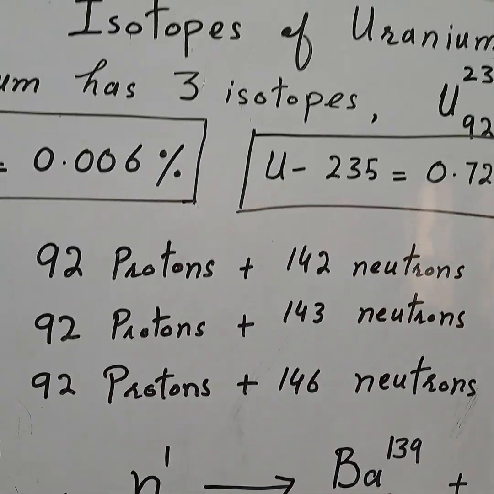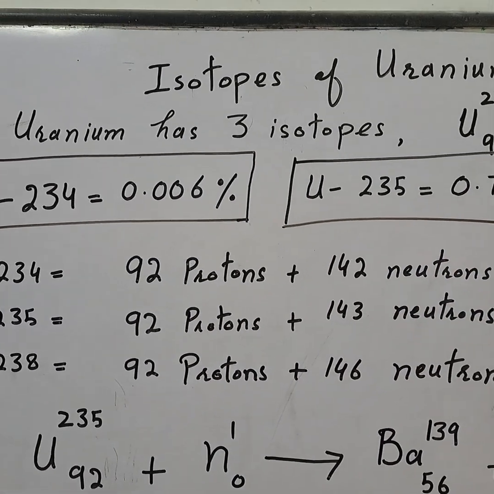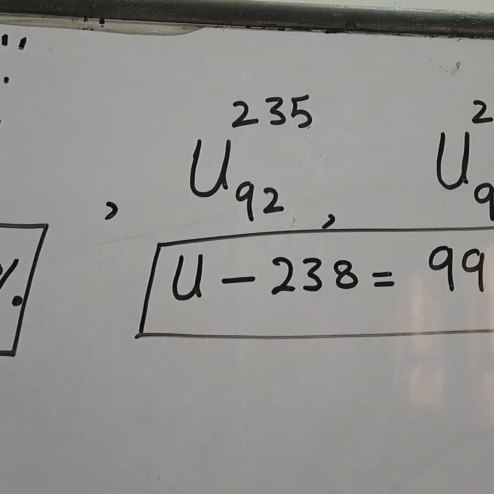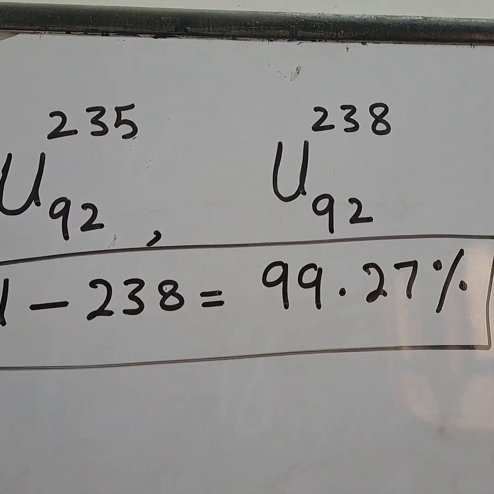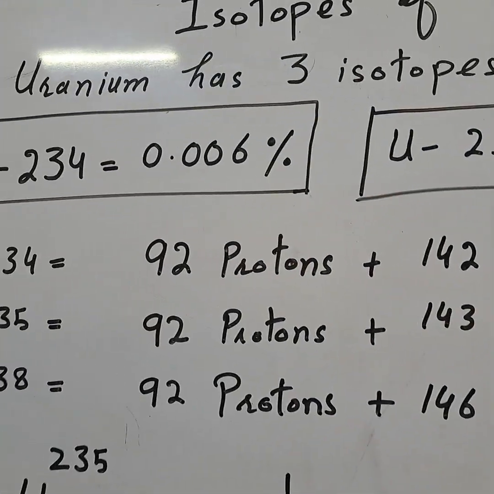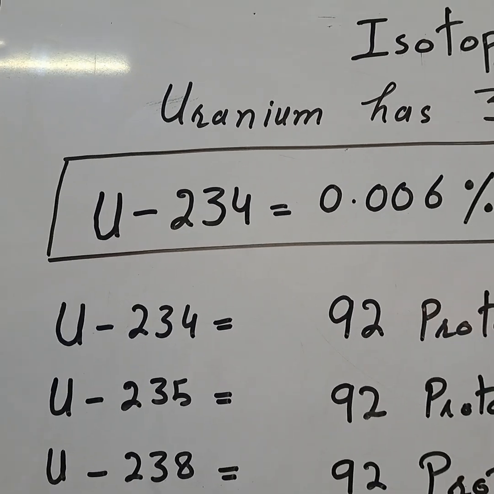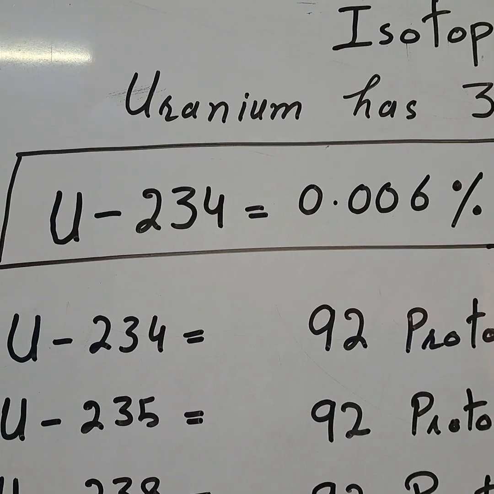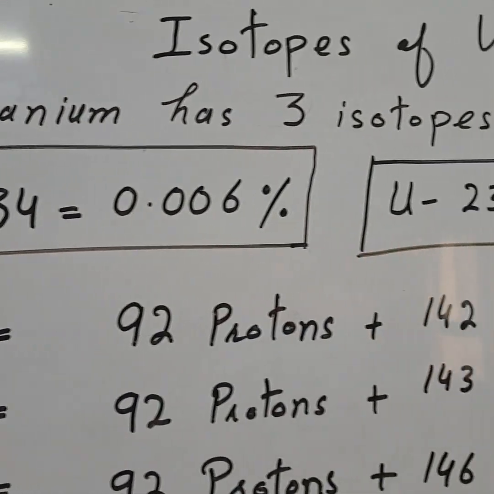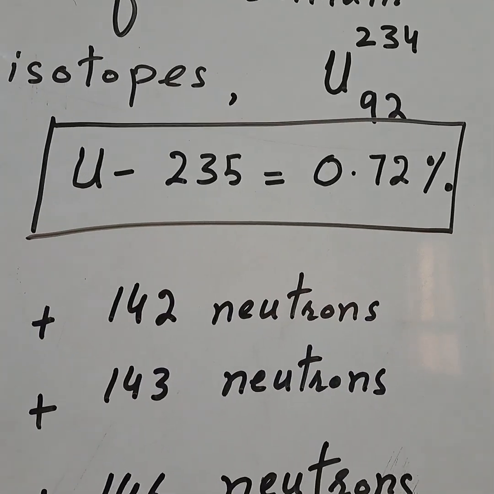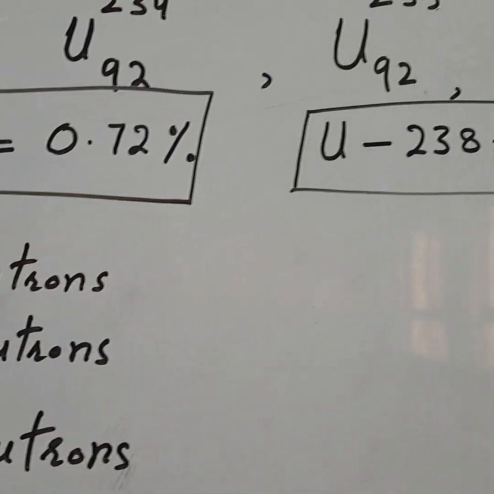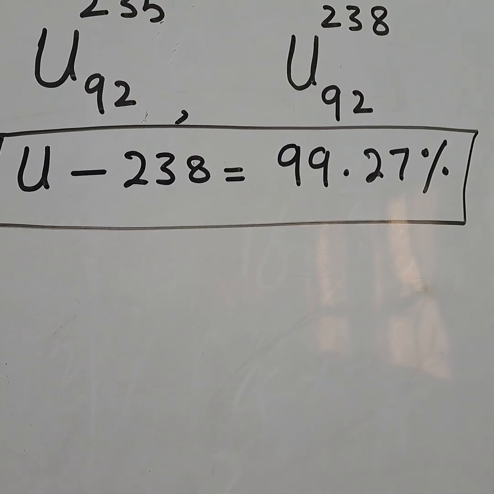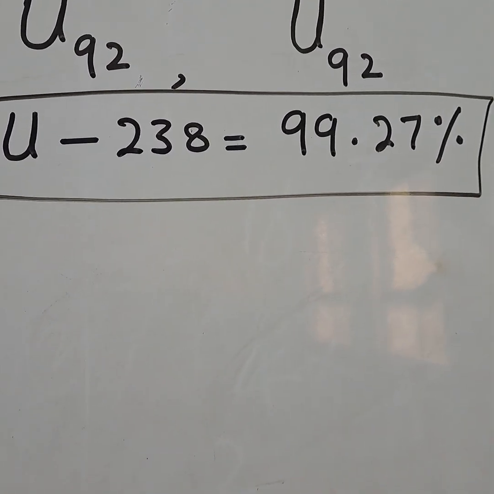Now we move towards the isotopes of uranium. Uranium has three isotopes: uranium 234, uranium 235 and uranium 238. If we see the occurrence or percentage of different isotopes, uranium 234 is present 0.006%, uranium 235 is present 0.72%, while uranium 238 is 99.27% of the total uranium.